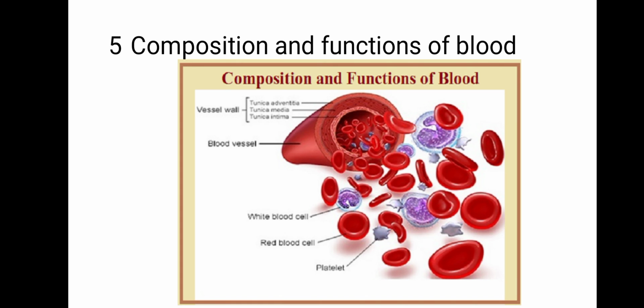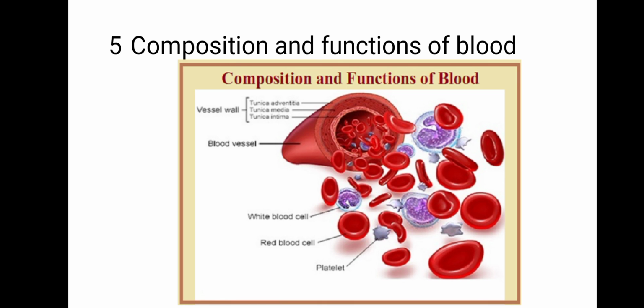Composition and functions of blood. Blood is a special type of fluid connective tissue derived from mesoderm. The branch of science concerned with the study of blood, blood-forming tissues, and the disorders associated with them is called hematology. Heme means blood and logos means study.